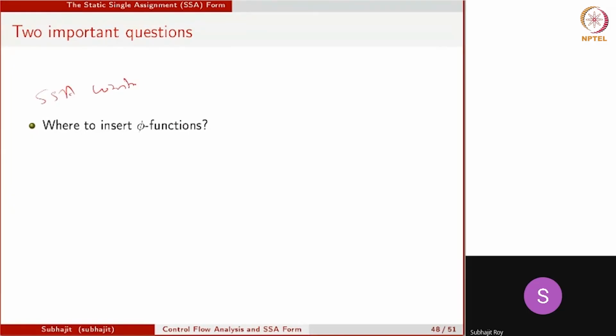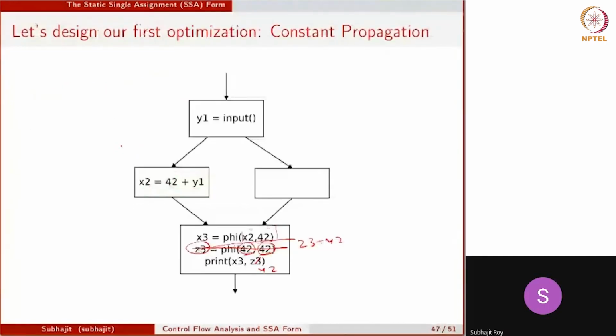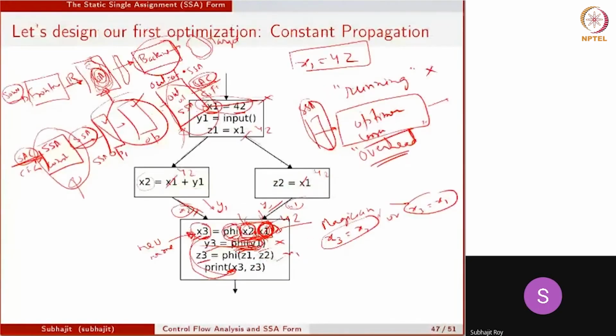SSA construction has basically two questions. The first question is where do you insert phi nodes? Any idea as to where you should insert phi nodes? At least a trivial answer to this. Probably where the branching merges. Very good. So that is one possible case. Wherever the branching merges, you do not know what is happening here, so you need to insert a phi node.